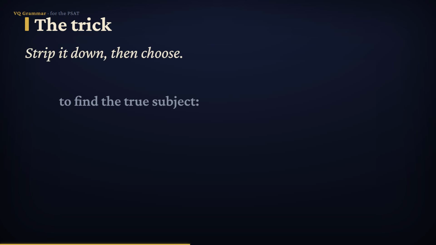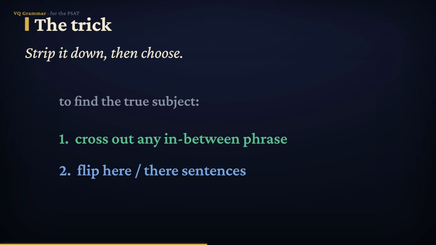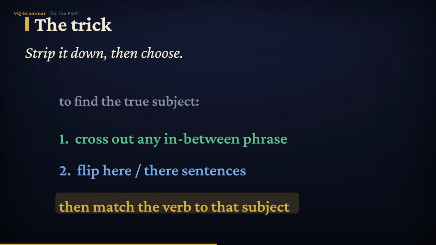So here's the trick for every one of these. First, cross out any phrase that sits between the subject and the verb. Second, if the sentence starts with here or there, or has its verb up front, flip it into a plain statement. Once the clutter is gone, the true subject stands alone. Then just match the verb to that subject. Singular with singular, plural with plural. Strip it down, then choose.